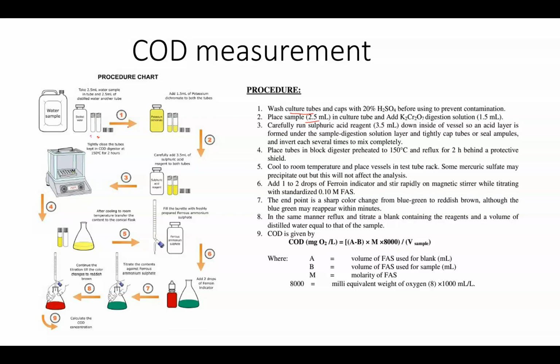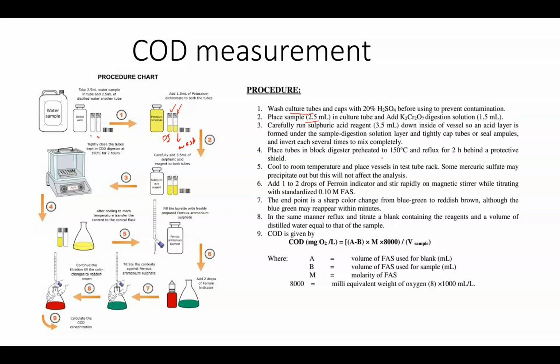into two tubes. Now add 1.5 milliliter of potassium dichromate to both tubes. First you have 2.5 milliliter of distilled water and the other of wastewater. Then in the same tubes, you add the potassium dichromate in both samples, distilled water and, for example, your wastewater, 1.5 milliliter to both. Then you have to carefully add around 3.5 milliliter of the sulfuric acid reagent to both bottles.